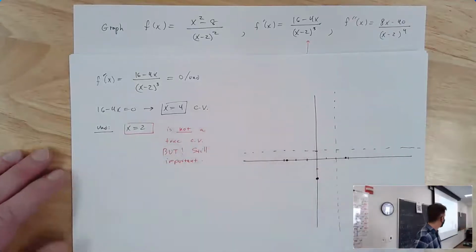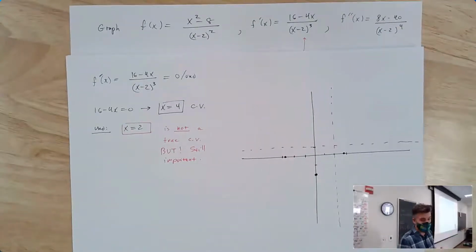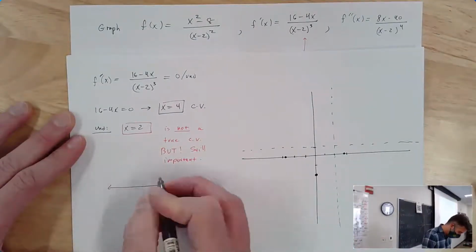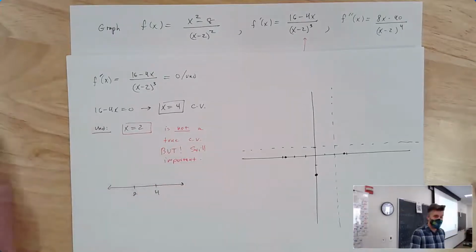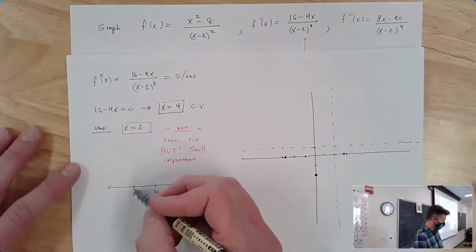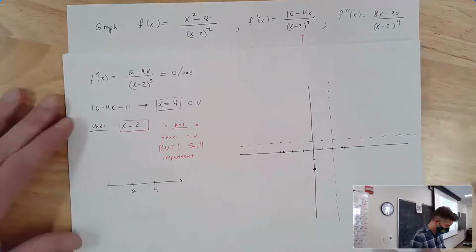It's still a place where the sign of the derivative might change, so we definitely need to include it on our number line for the first derivative. So when I draw my first derivative number line here, I'm going to put 2 and 4 because I want to know where the function's increasing or decreasing, even if the point in between those two things is not actually going to be a relative max or relative min.